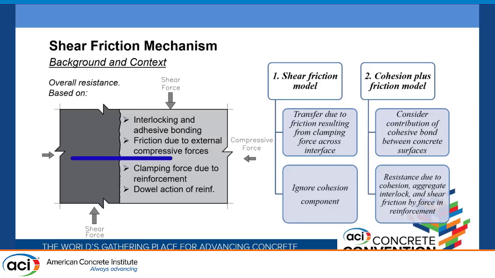And based on these parameters, the current design guidelines to calculate the interface shear transfer capacity are based on two basic models. The first one is the shear friction model, and the second one is the cohesion plus friction model.